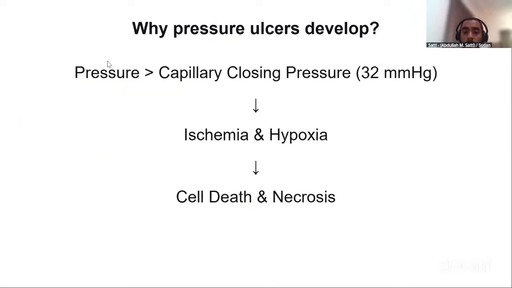Okay, so let's explain the pathophysiology of pressure ulcers, why pressure ulcers develop. There is something called the capillary closing pressure, which is the pressure in the capillaries that needs to be present for the blood to flow through the capillary. If there is a pressure from the outside exceeding this capillary closing pressure, which is 32, the capillary would close. If it closes, no blood flows to the tissue. If no blood flows to the tissue, there happens the ischemia and the hypoxia. And the result is cell death and necrosis.